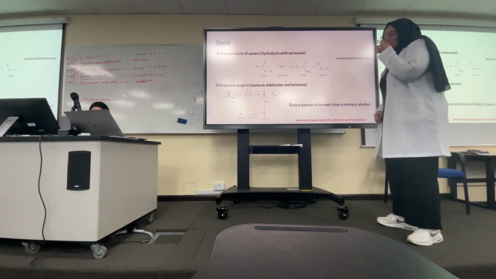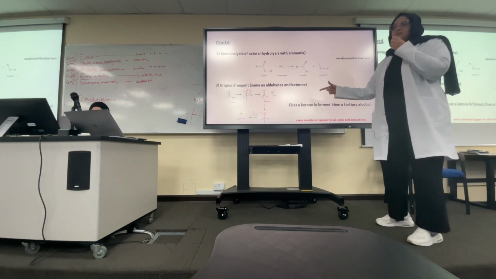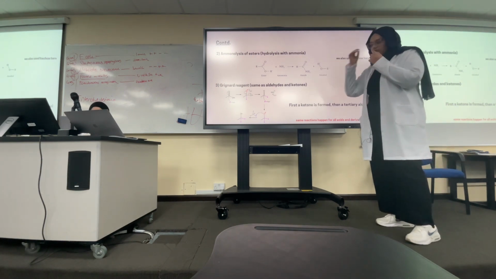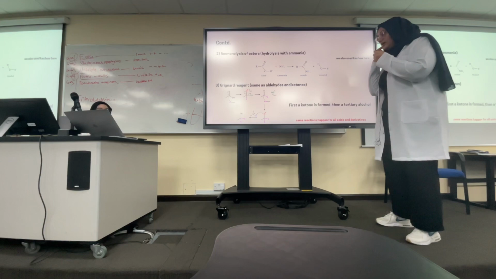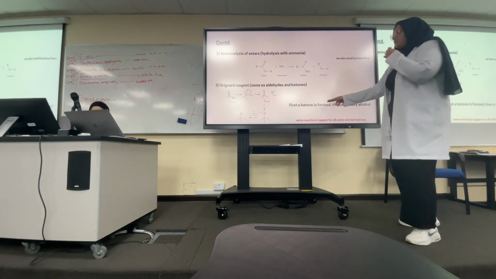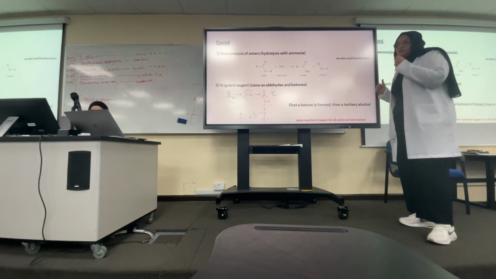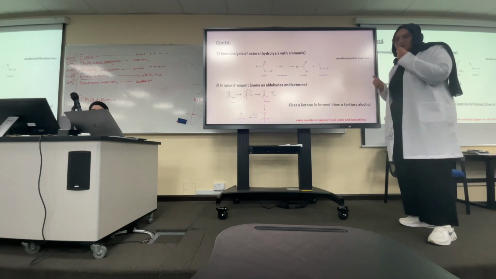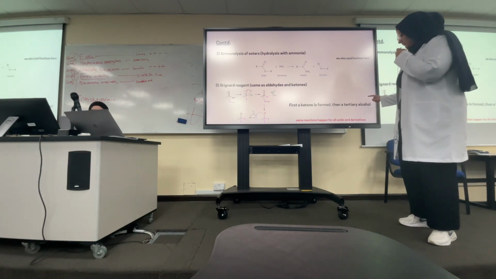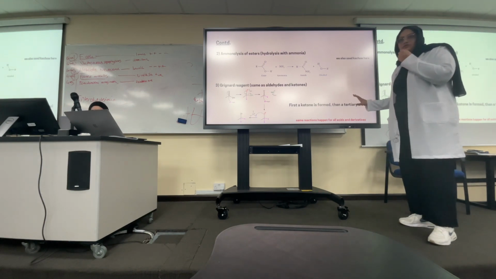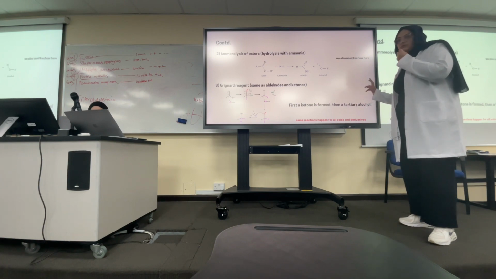Third reaction is the Grignard reagent. This is the same thing as my aldehydes and ketones, which my colleague Farah will be explaining. Here, first a ketone is formed, and then a tertiary alcohol is formed. Okay, this one you need to know. Everyone understood the reactions?